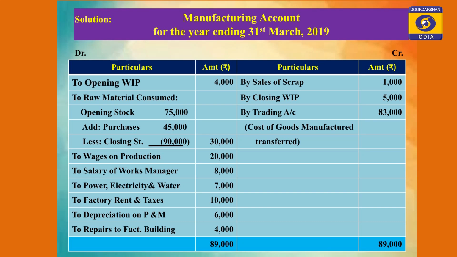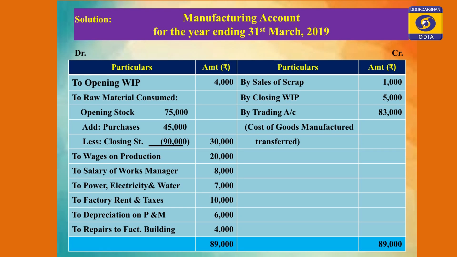Take a look at this manufacturing account for the year ending 31st March 2019. So you can take a look at the solution. On the debit side, we started with to opening work in progress, that is 4,000 rupees. Next item, to raw material consumed. As I already told you, how do we find the raw material consumed? We will take the opening stock of raw material, that is given to us as 75,000. To that we will add purchases.